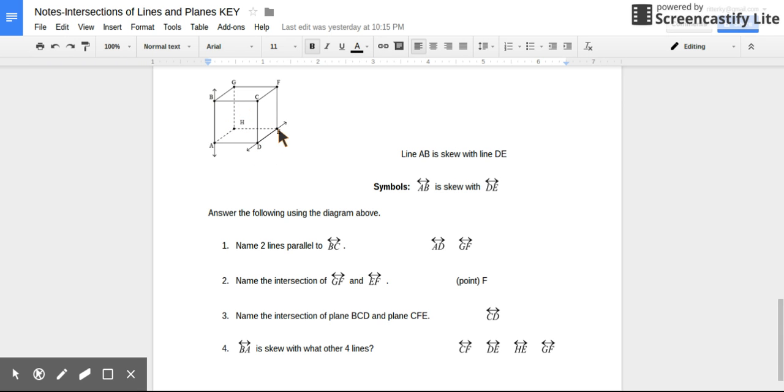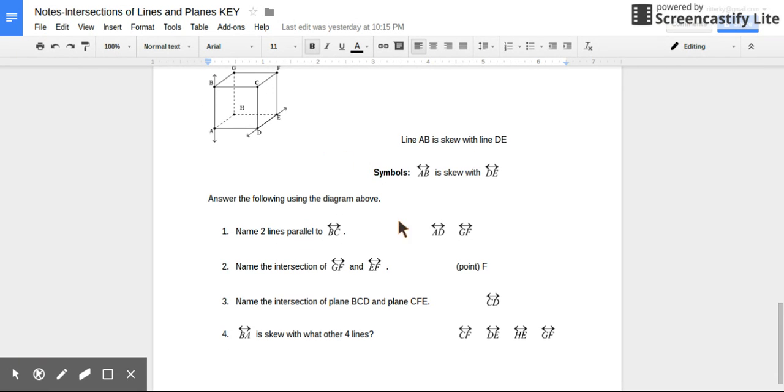What else, though? Let's look in the back plane. So HE back here is not going to intersect, and it's not parallel. And its parallel, GF, is also going to do the same. It's not going to intersect line AB, and it's also not parallel. So there are the four skew lines in that diagram.